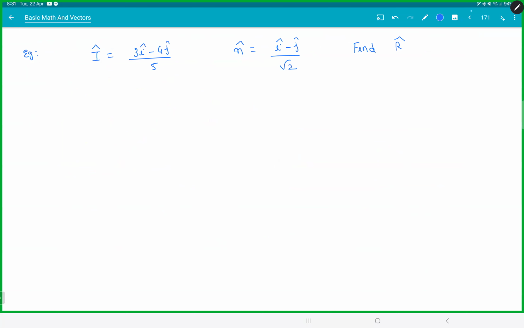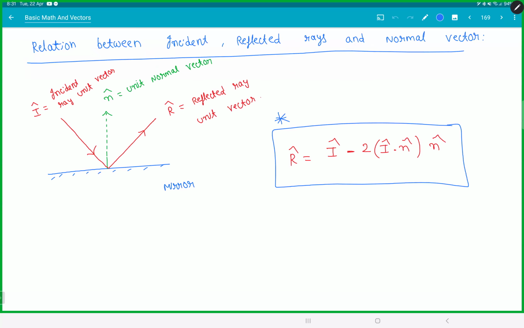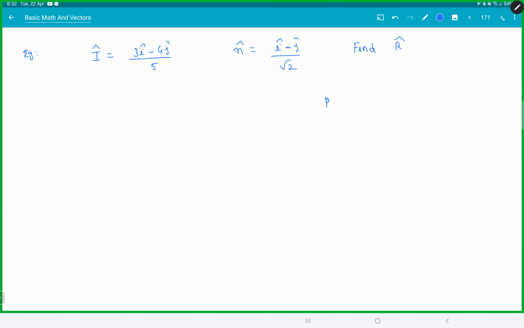You can note down this formula if you want. So r cap is given by I cap minus 2 times (I cap dot n cap) into n cap. I'll write it down here. So r cap will be I cap minus 2 times (I cap dot n cap) into n cap. That's your formula. It's just a matter of substituting there.